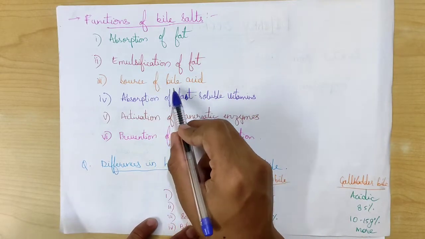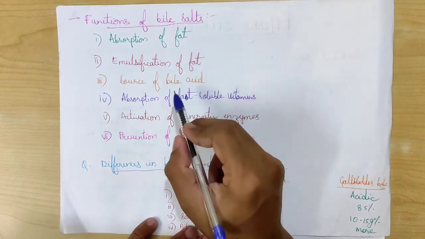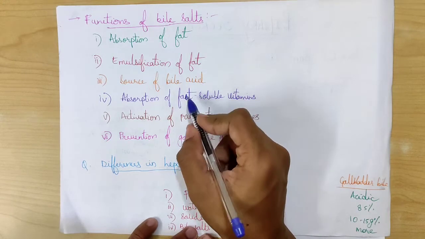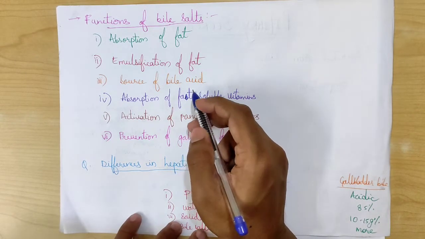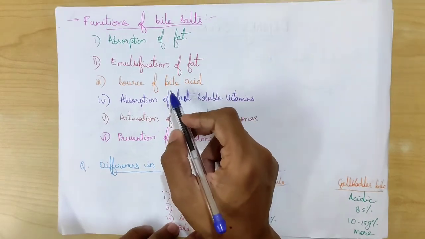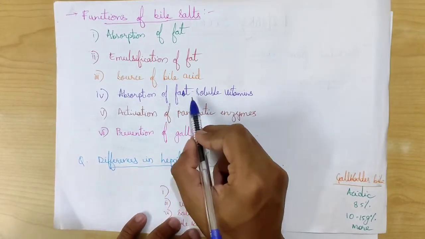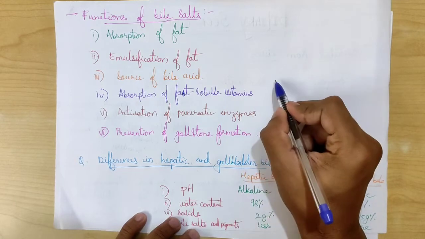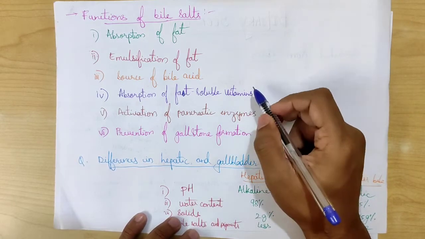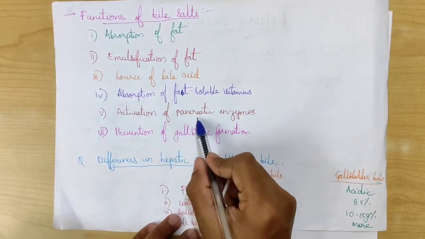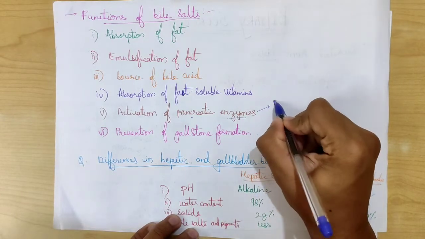It is also a source of bile acid. Since the bile salts are made up of the bile acid plus the sodium and potassium salts, they can again be reused to create bile acids whenever required in the small intestine. It also helps in the absorption of fat soluble vitamins like vitamin A, D, vitamin E, vitamin K. They also help in the activation of pancreatic enzymes like pancreatic lipase.